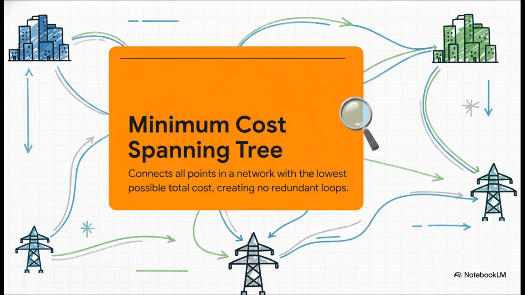Just picture this. You're in charge of laying down fiber optic cable to connect a bunch of cities. Or maybe you're building a power grid. You have to connect every single point. You want to use the least amount of cable or wire possible, and you've got to make sure there are no pointless, redundant loops. That's exactly what a minimum cost spanning tree does for you.